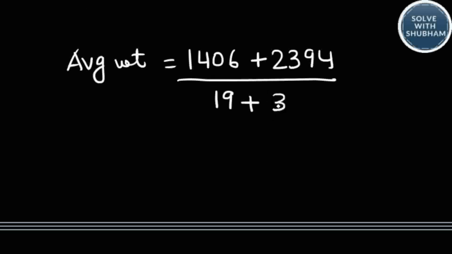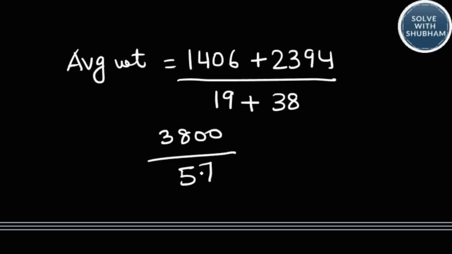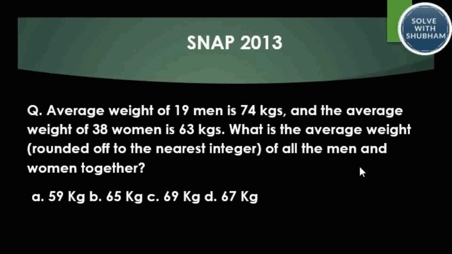So 19 men plus 38 women. So 1406 plus 2394 would come as 3800, divided by 38 plus 19, which would come as 57. So 3800 divided by 57 is 66.66 kg. We are rounding off to the nearest integer, so the answer would be 67 kg.